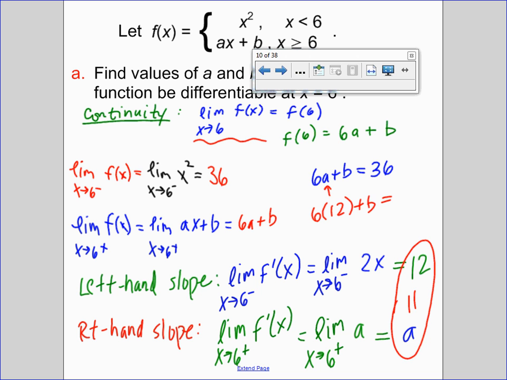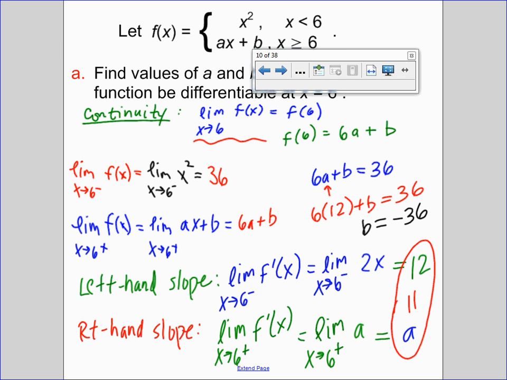So 6 times 12 plus b equals 36. And we can now solve for b. 6 times 12 is 72, plus b equals 36. Subtract over the 72 to solve for b. I'm going to get negative 36. Are you guys getting negative 36?